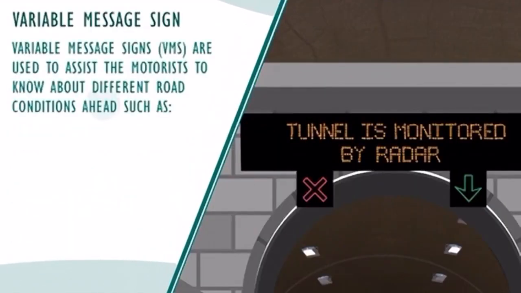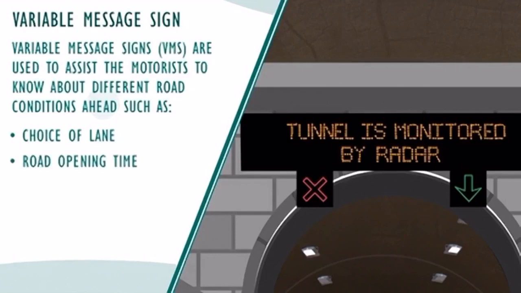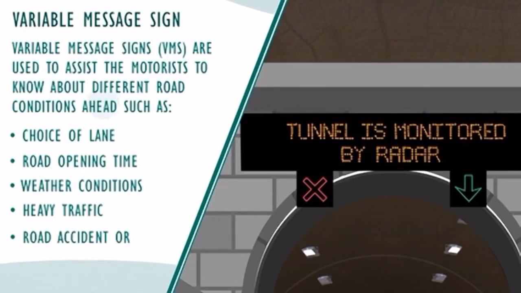Variable message signs, VMS, are used to assist the motorist to know about different road conditions ahead, such as choice of lane, road opening time, weather conditions, heavy traffic, road accident, or construction works. If the VMS displays a speed limit, then that speed takes priority over the speed limit sign posted on that specific road for that time.